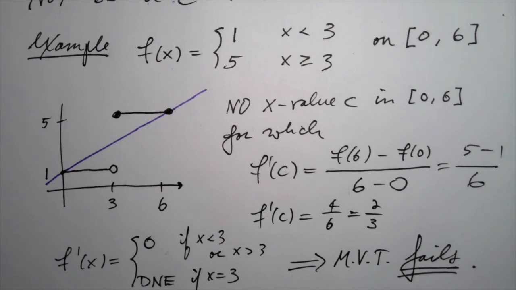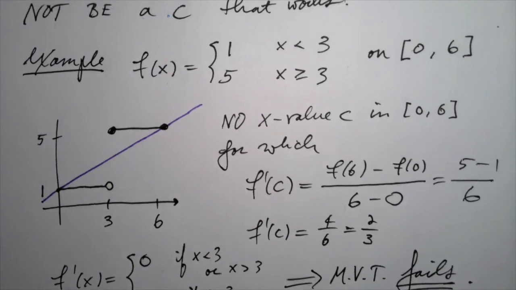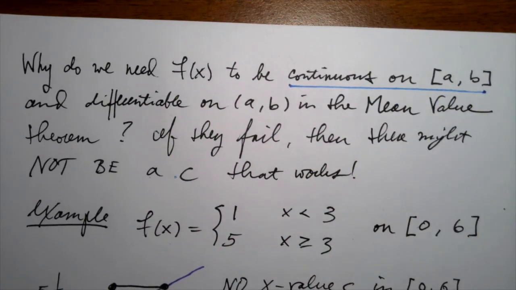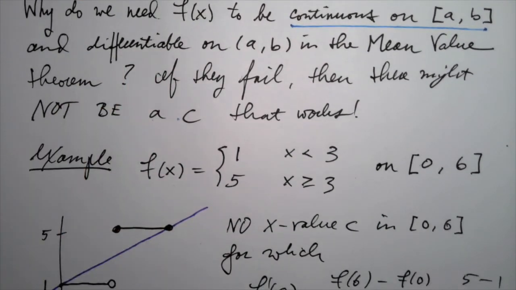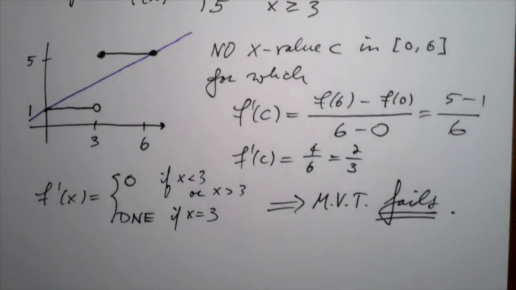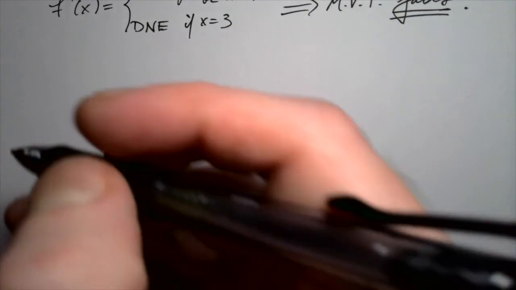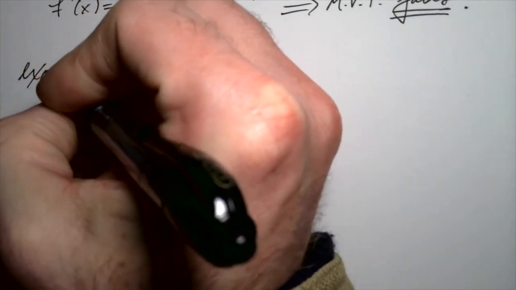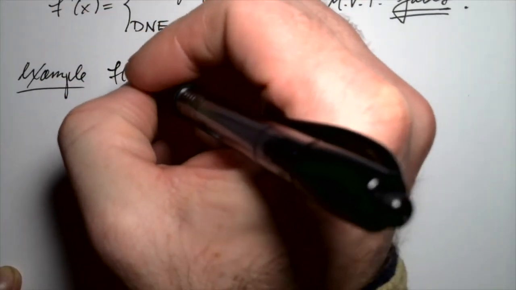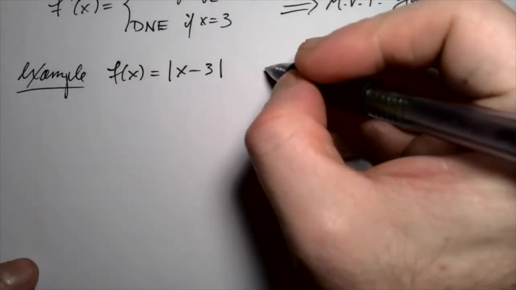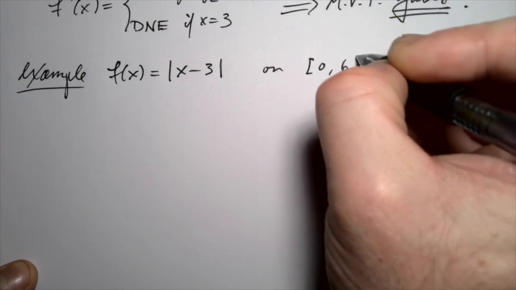So that's an explanation of why we really need this hypothesis that the function is continuous on the closed interval. Okay, what about this differentiability hypothesis? What can go wrong with that? Okay, well, let's do another little counterexample, as they're called. Let's consider the function absolute value of x minus 3. And again, we're going to look at the interval from 0 to 6.